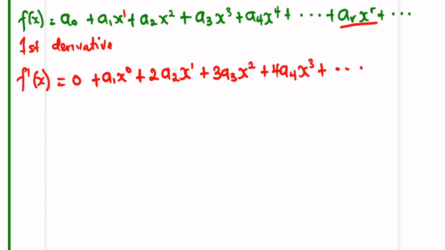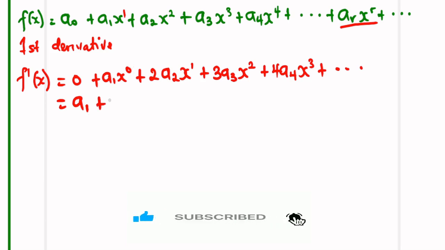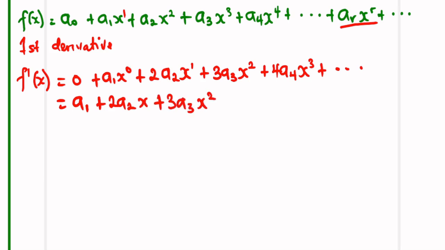So now that we've been able to do this, remember we are substituting x to be 0. But before we do that, this f prime of x is equal to, we have 0 here, then we have a1, x raised to the power 0 is 1. So we have a1 plus 2a2x plus 3a3x squared plus 4a4x cubed plus dot dot dot.